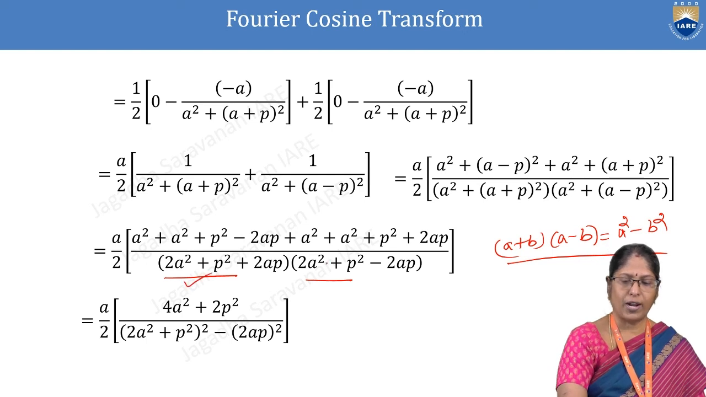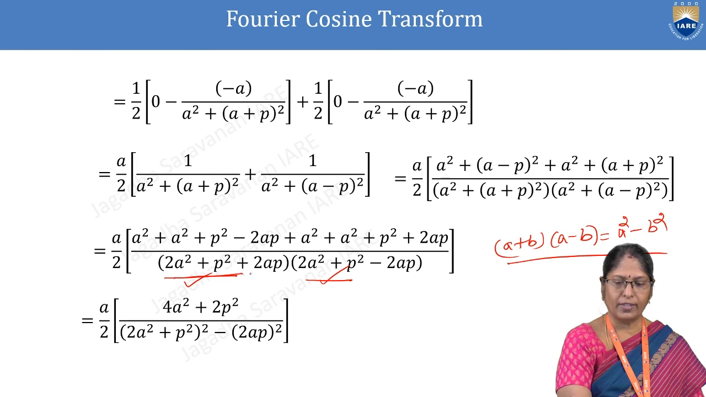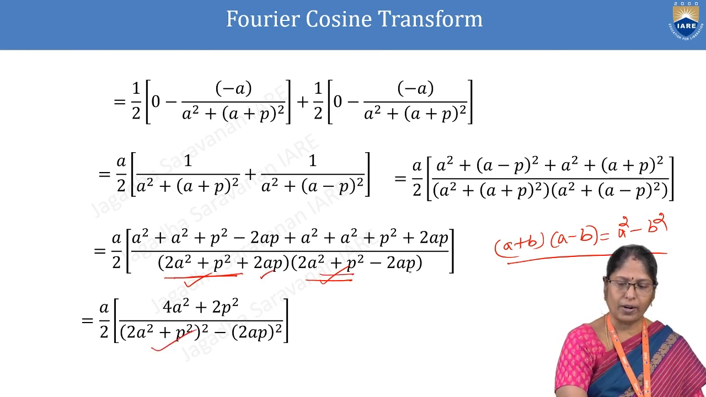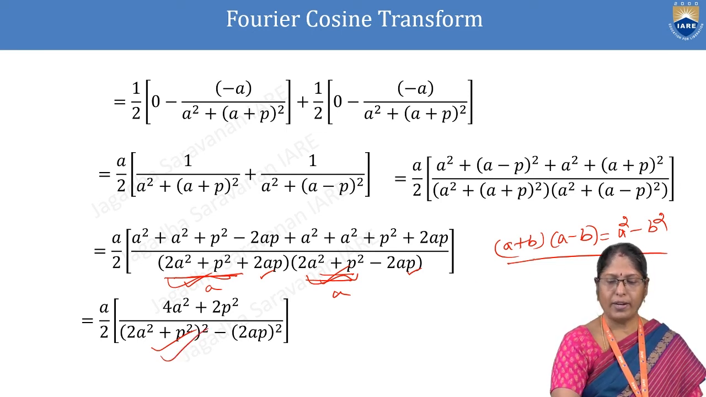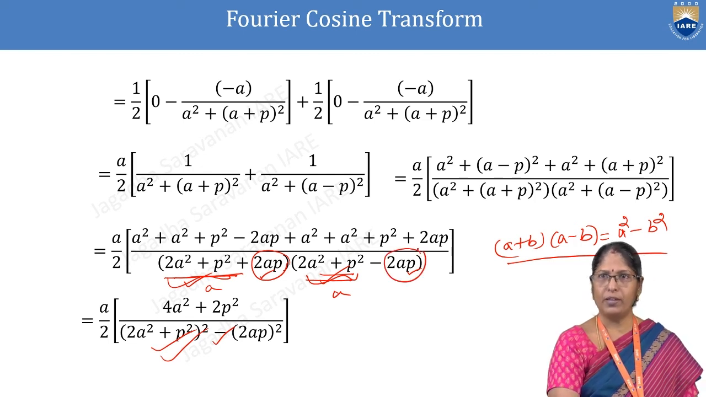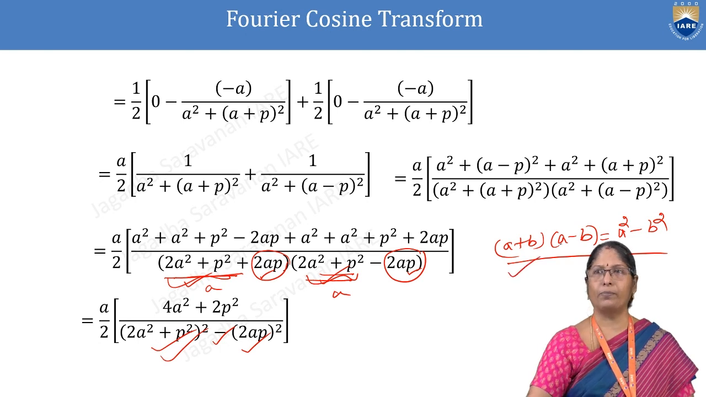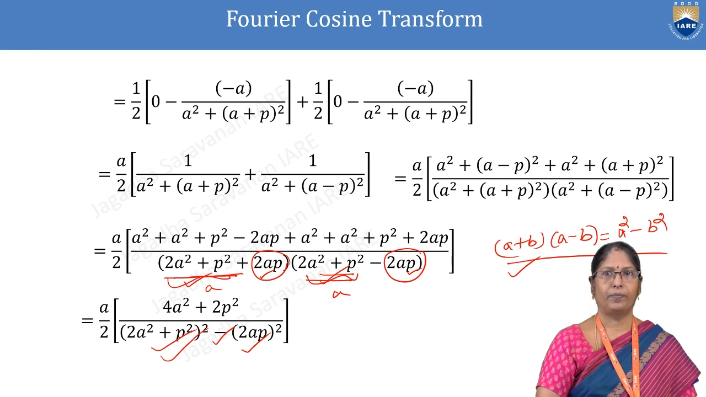That is, this part is common. So this completely is a square, and this part is a plus b. A simple way to understand: this is a, this is a, so a square, by the formula, minus b square. This term we are assuming as b, so it is b square. So we have taken help from this algebraic formula for the simplification.